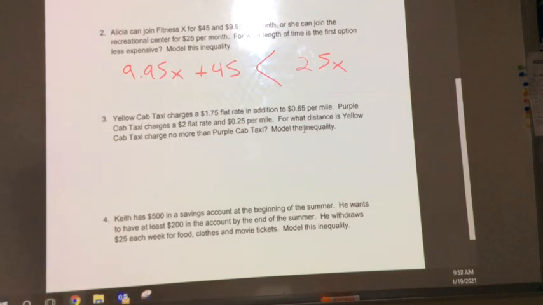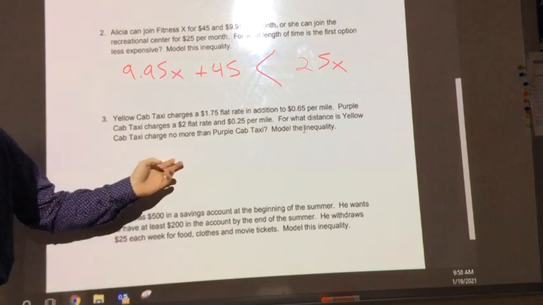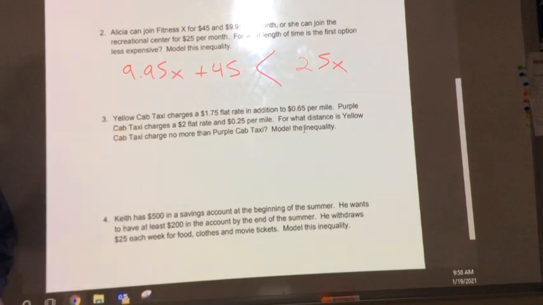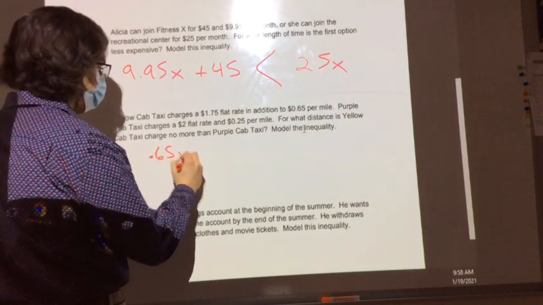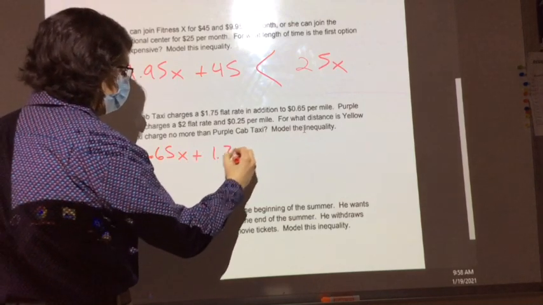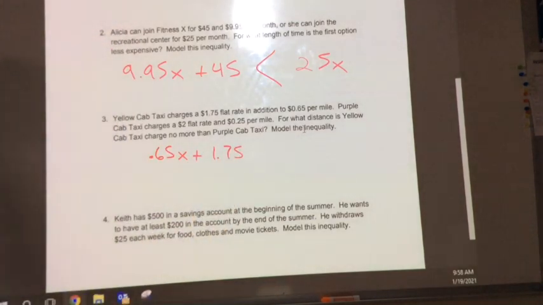Number 3, yellow cab taxi charges $1.75 flat rate in addition to 65 cents per mile. Purple cab taxi charges a $2 flat rate and 25 cents per mile. For what distance is yellow cab charged no more than purple cab taxi? Ooh, I like that one. All right, Rosie, can you set up one of these equations for me? 0.65x. Okay, good, plus 1.75. All right, good. Can I get a volunteer for the second one?